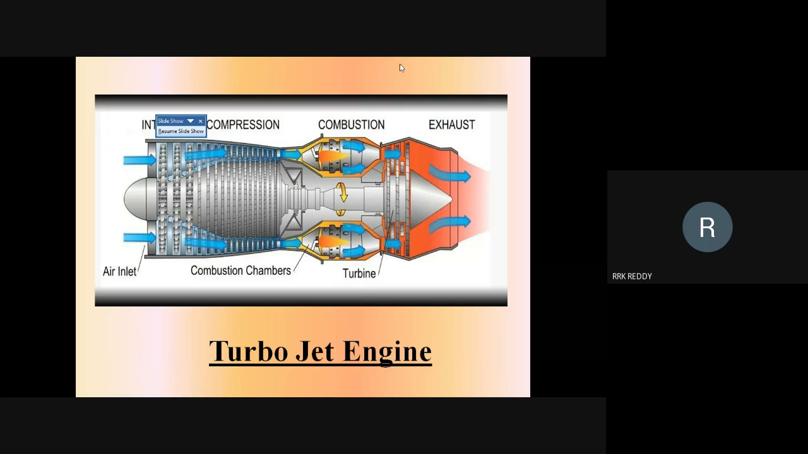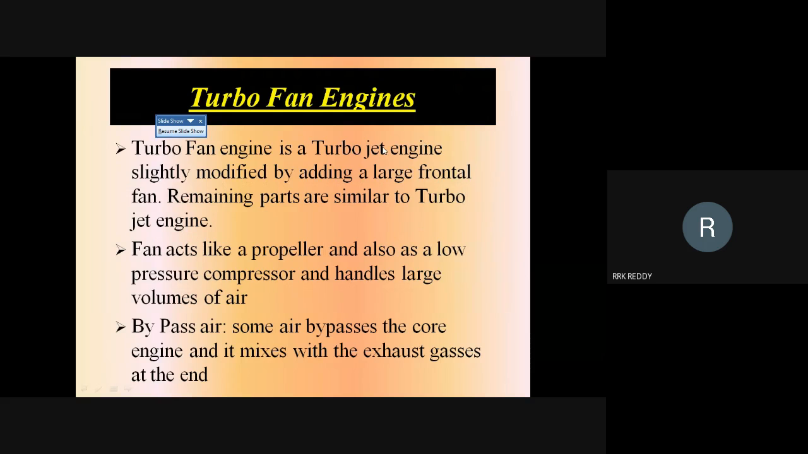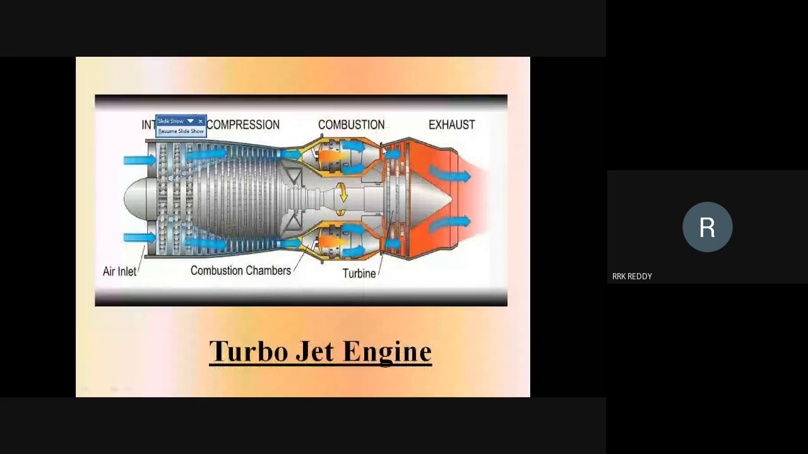So this is a realistic picture of a turbojet engine. These are the compressor rotors, and this is the shaft, and these are the rotors of the gas turbine. This area is the combustion chamber, and this is the gas nozzle.